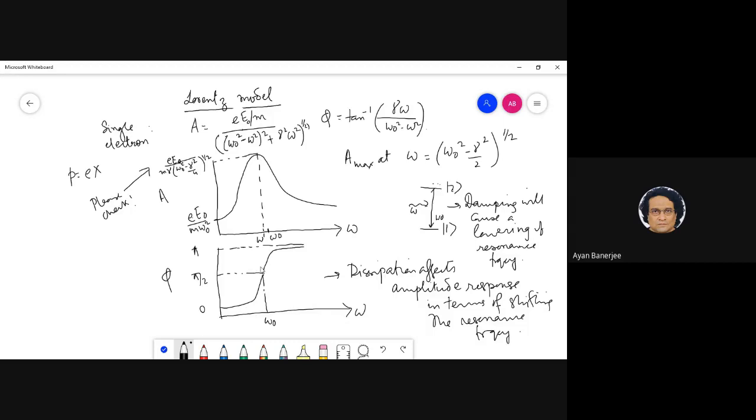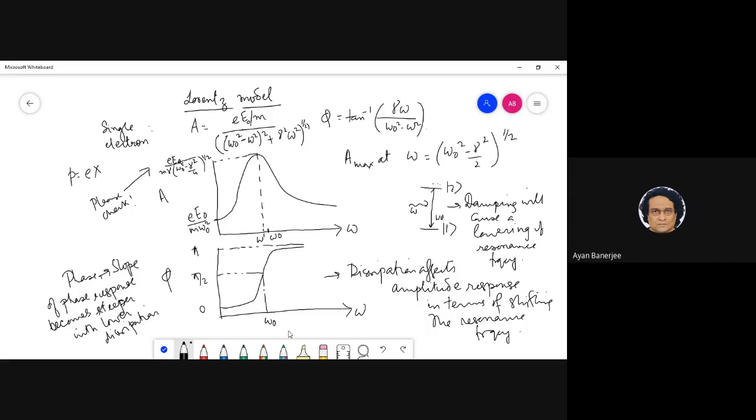What happens at different dissipations? How does this thing get changed? The slope changes, exactly. For the phase, the slope around resonance becomes steeper with lower dissipation, right?